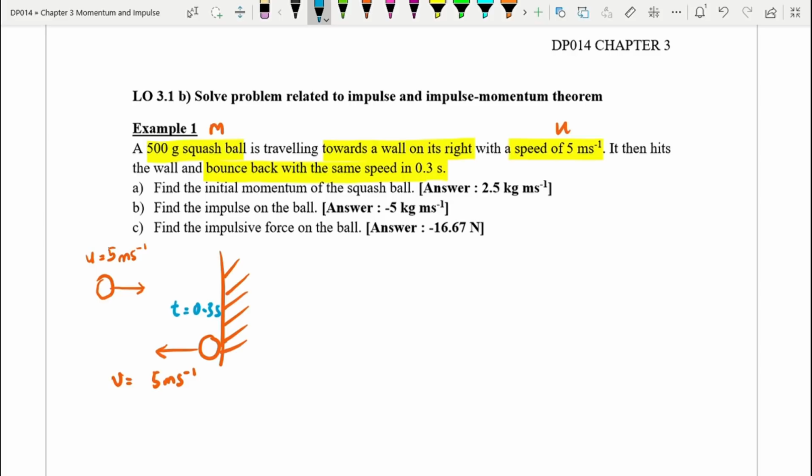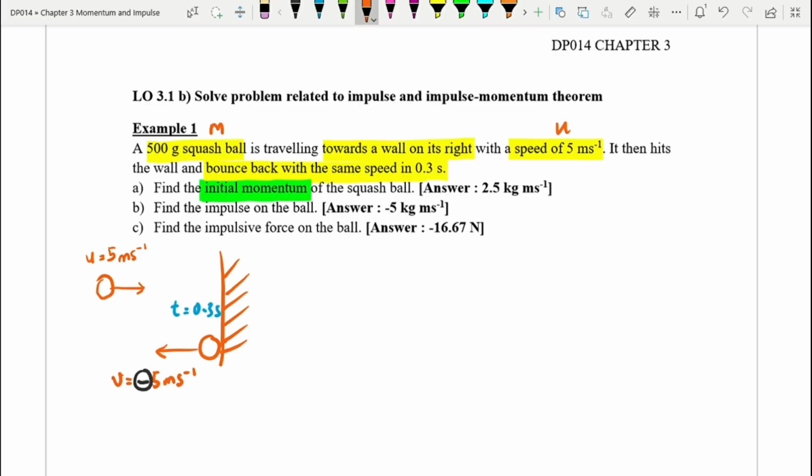So dekat sini, satu benda yang kita kena tahu, our direction of v mesti include the sign. So initially the ball is moving to the right, so u is equals to +5. And then bila ball bounce back from the wall, the final velocity should be negative because it's traveling to the left. First question is, find the initial momentum of the squash ball.